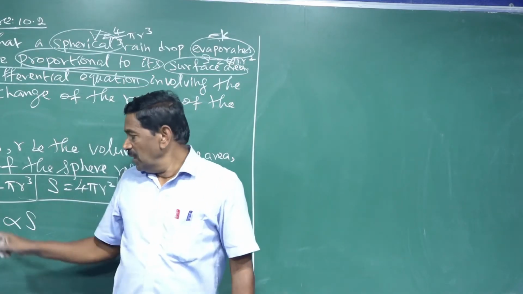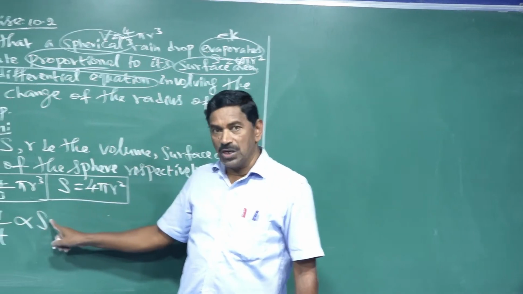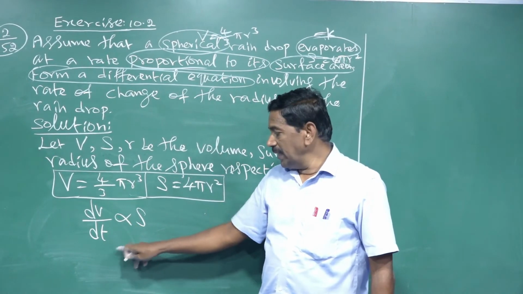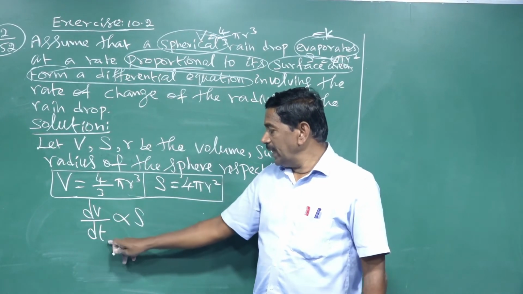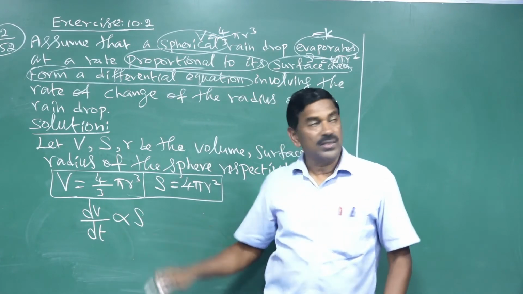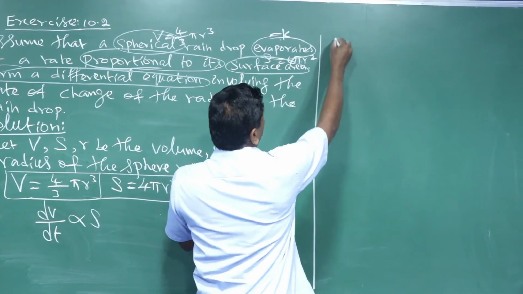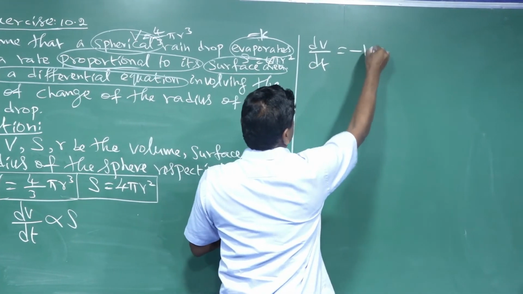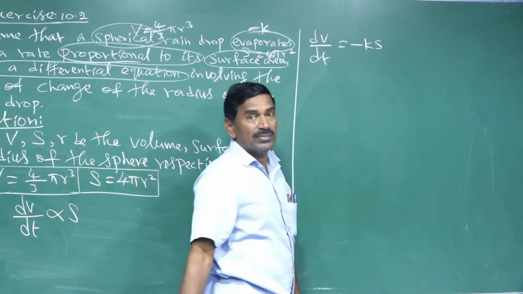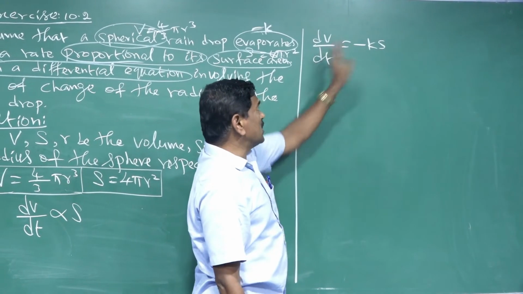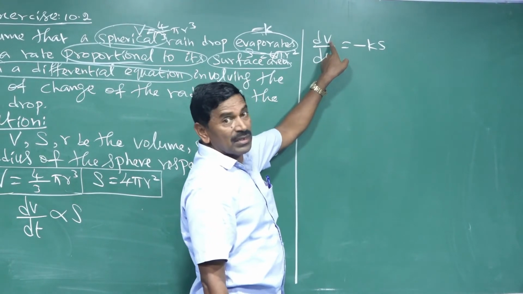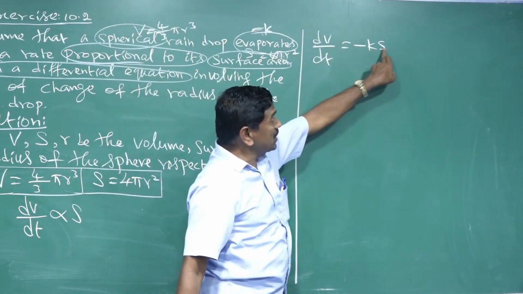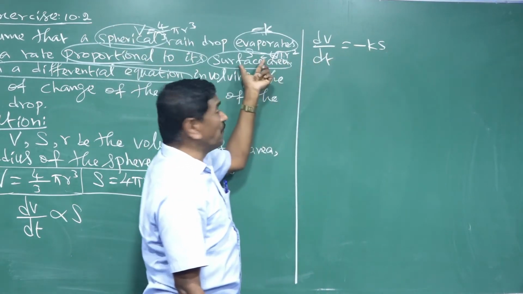Okay, children listen. Already dV by dt is proportional to S, and the next line is to remove proportional and write equal. So dV by dt is equal to minus k into S. So that is our second line. That's all. Okay, now just a substitution. What is V? V is the volume of the sphere. And what is S? S is the surface area of the sphere.